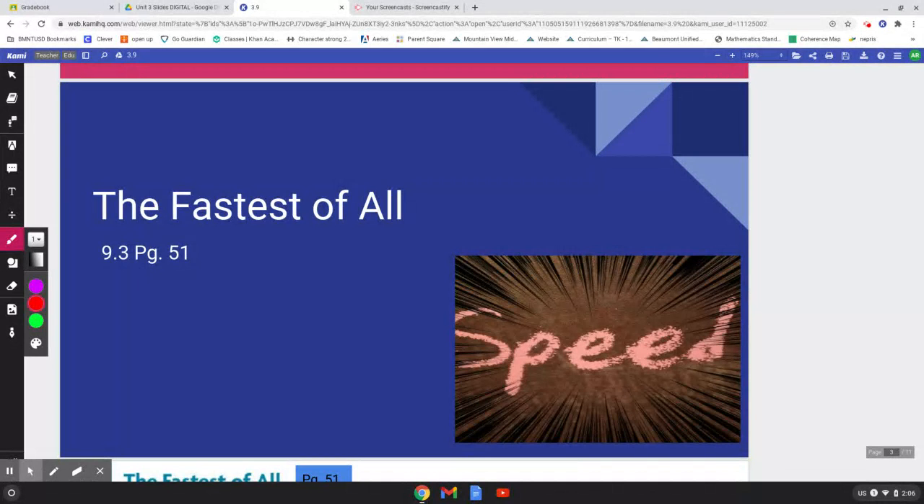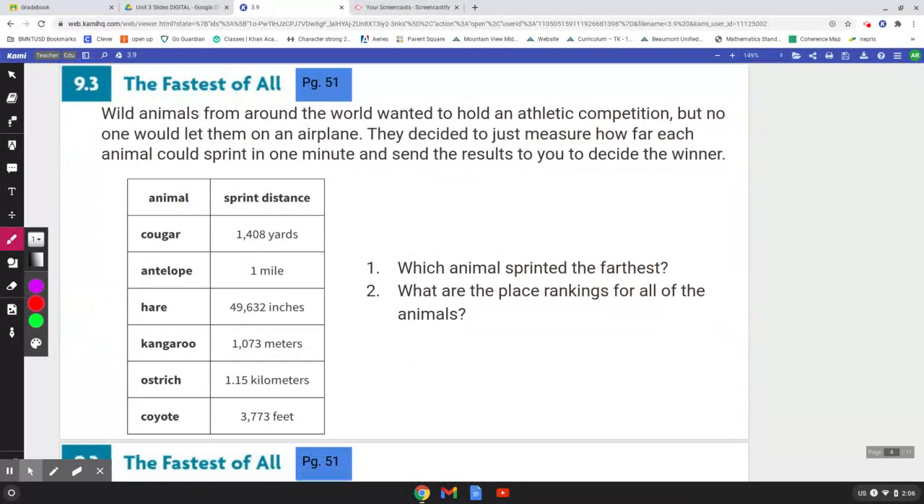So the fastest of all. So what they do is they have a list of animals and the distance that they went. So wild animals from around the world wanted to hold an athletic competition, but no one would let them on an airplane. They decided to just measure how far each animal can sprint in 1 minute and send the results to you so you could decide the winner. Number 1 says which animal sprinted the farthest, and then we're going to put them in place rankings for all. So notice that all of the animals, it's all in a different type of distance.